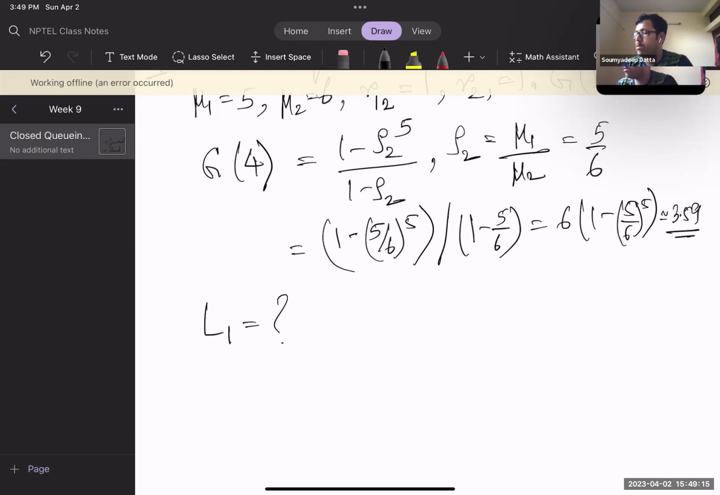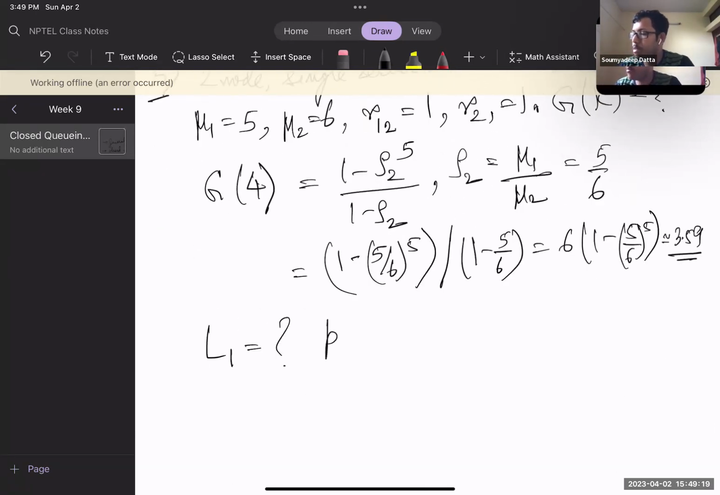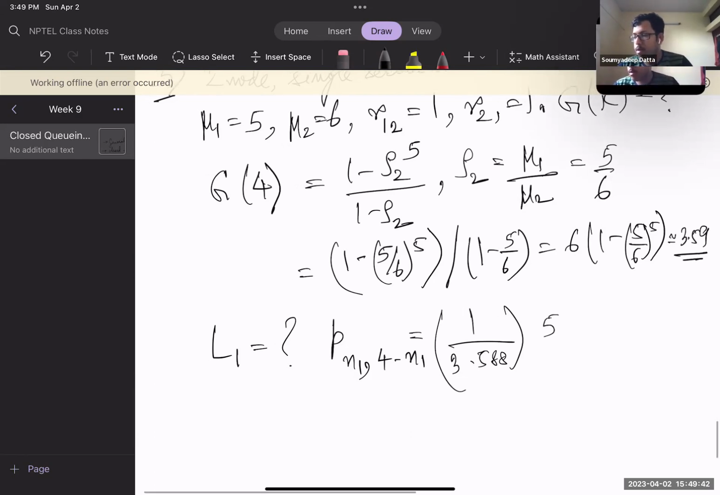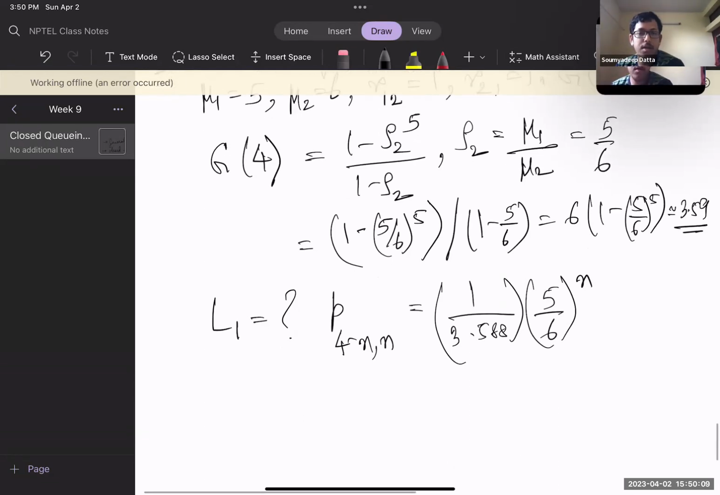Right? And so firstly, let us write down the state diagram. So it will be P of N1, 4 minus N1 equal to 1 by 3.588, because this is the normalization constant, times rho 1 is 1 and rho 2 is 5 by 6. So 5 by 6 to the power, or if I write it as N2, 4 minus N2, let's say N, so N2 is N, N1 is 4 minus N, and so we can write it in this way, right?